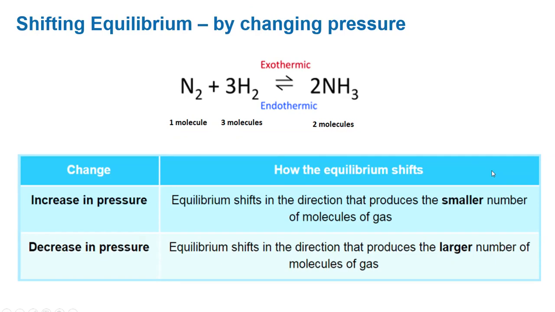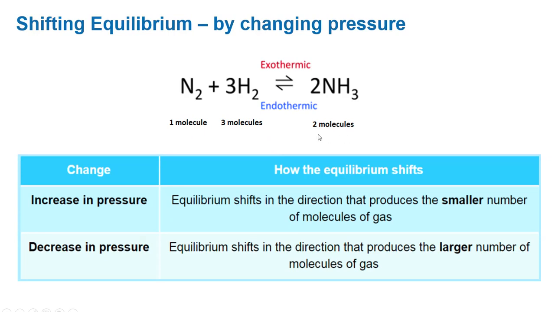Shifting equilibrium by changing pressure. In this example, the number of molecules of reactants, that is 1 molecule of nitrogen and 3 molecules of hydrogen, total 4 molecules on the reactant side. The number of molecules of product is 2, that is 2 molecules of ammonia.